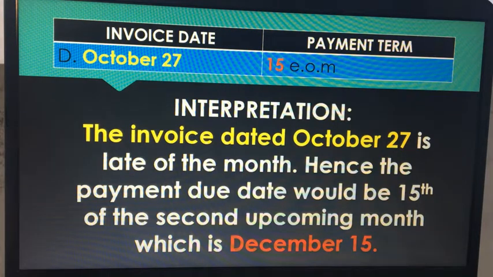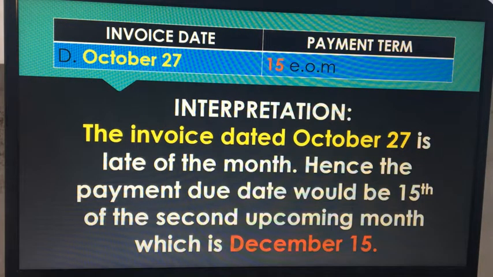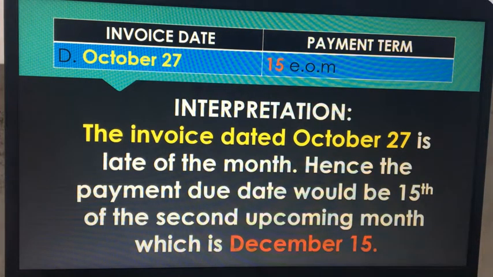Once the invoice date is late and your payment term is written as EOM, it means the second upcoming month. The question again is, when can we say that the invoice date is late of the month? If the invoice date is 26, 27, 28, 29, 30, and 31, those dates are considered to be late of the month. Again, do not forget, when can we consider that the invoice date is late of the month? When the day itself is 26th, 27th, 28th, 29th, 30, and 31.